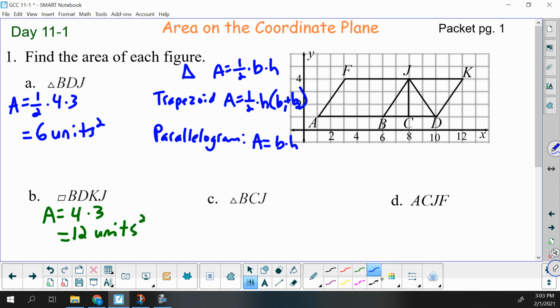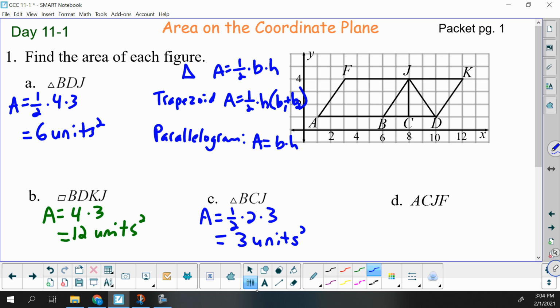Next up, we have triangle BCJ. So we'll have 1/2 our base times our height. Our base now is just 2. Our height is 3. 1/2 times 2 is 1. 1 times 3 is 3. So we have 3 units squared. And it makes sense. That triangle was half of the one we did in part A, and its answer is half.